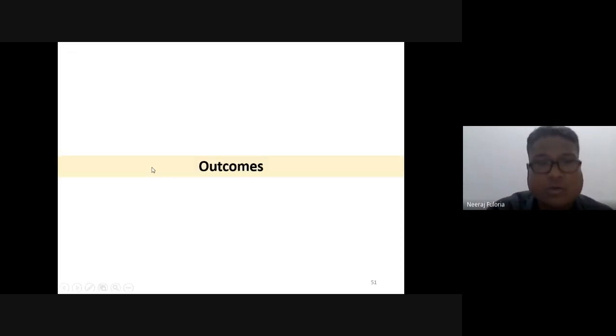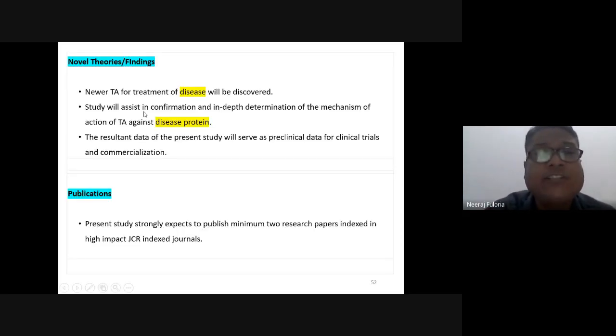So here you write about the outcomes, novel theories and findings. What new? Because for the scientific world, you have to tell what new thing. A newer treatment for the disease will be discovered. This study will assist in confirmation and understanding the in-depth mechanism of action of any agent against any disease, a particular protein. The resultant data of the present study will be preclinical data for further findings, clinical trial. So these are the novel theories or findings you will be giving in your outcome.